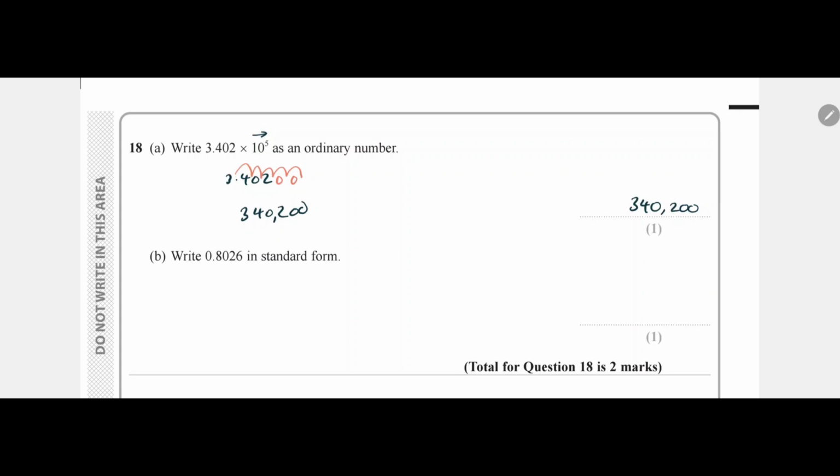Part B says write 0.8026 in standard form. To write this into standard form, we need to make sure that the first number is a non-zero number. So we can see that if we have 0.8026, our first number currently is 0, and so we need to move the decimal place 1 place to the right, and that will give us 8.026, and so you can see that the first number is a non-zero number. And so we write times 10, and as we move the decimal place to the right, it's minus 1. So our answer is 8.026 times 10 to the power of minus 1.